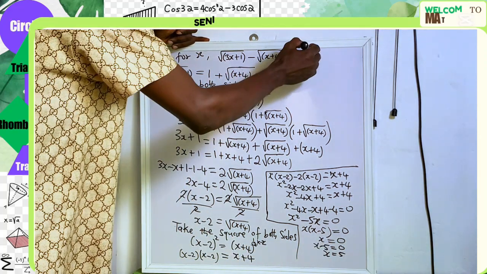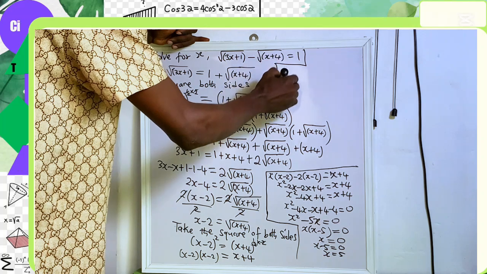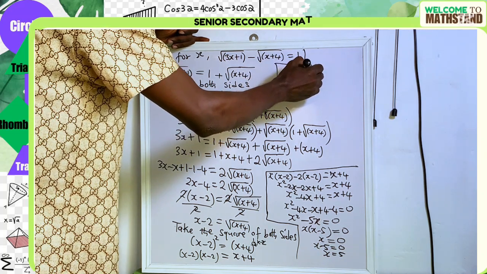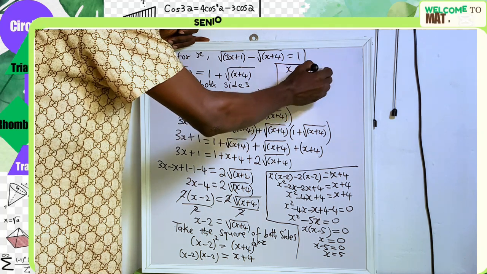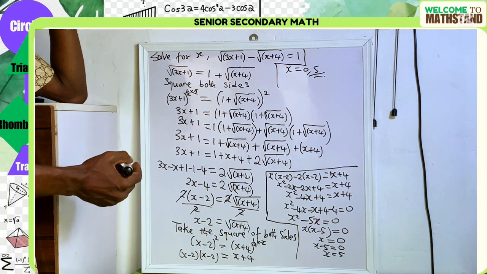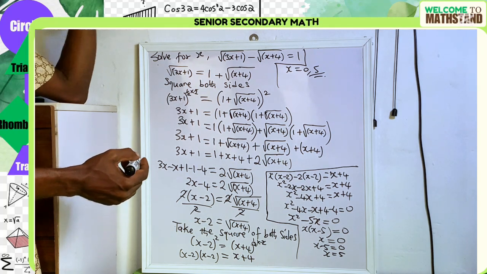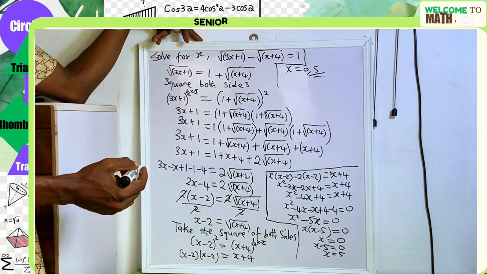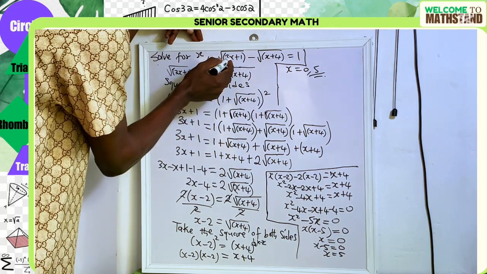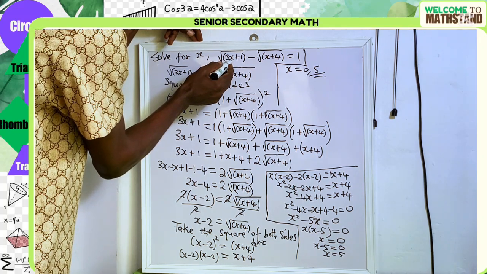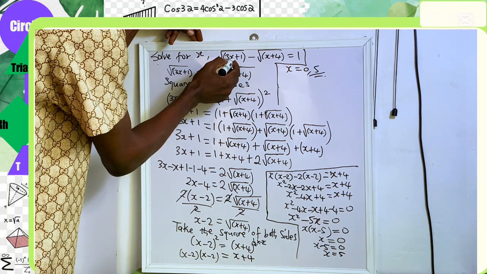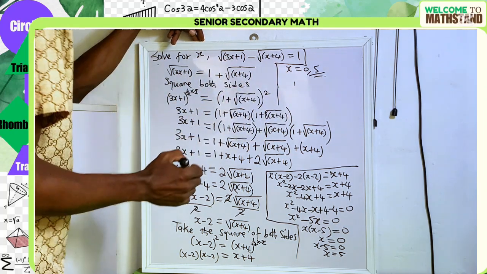So therefore, at this point, the values of x are x equals 0 and 5. So we can check if it is true. If I put 0 here, 3 times 0 will be 0. 0 plus 1 is 1. The square root of 1 is what? 1. Is it not so? The square root of 1 is 1.